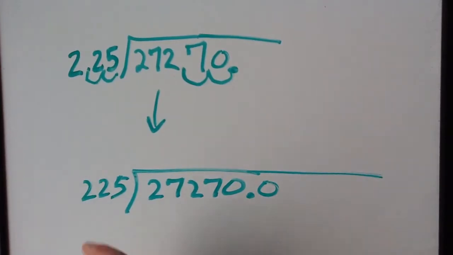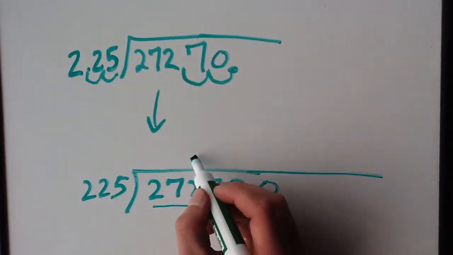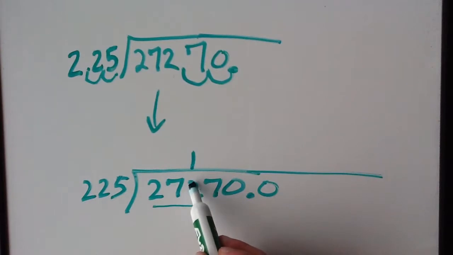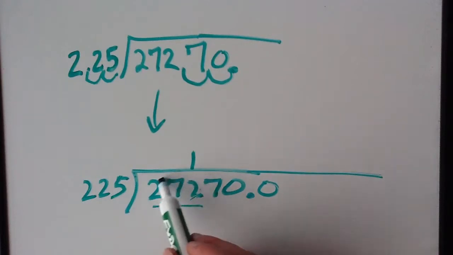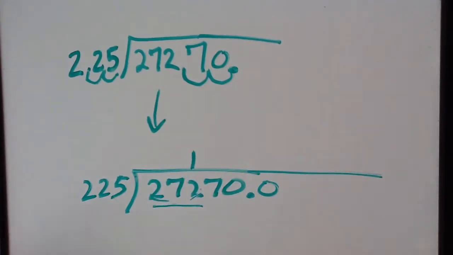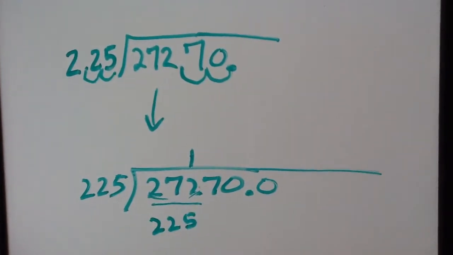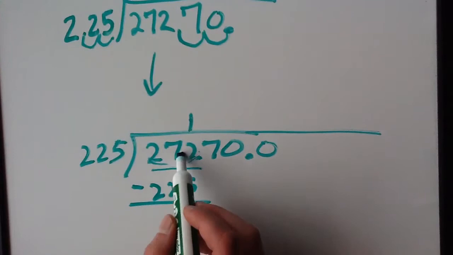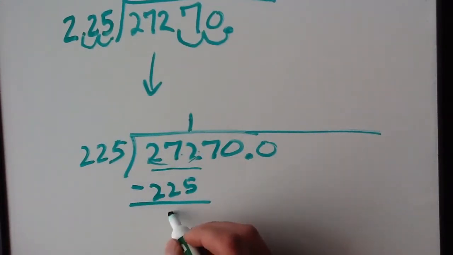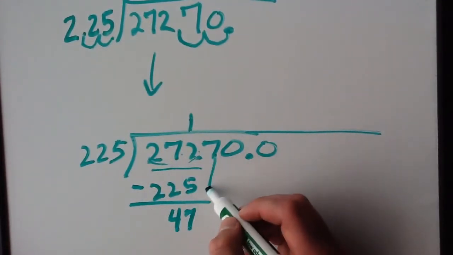Okay, so how many times can 225 go into 2? Well, it can't. It's too big. Can 225 go into 27? Nope, still too big. What about 272? Can 225 go into 272? Yep, it can one time. So you put your 1 over the last digit that you're considering. The last digit that you're looking at is the 2, so 225 goes into this number one time. It goes right over the 2. 1 times 225 is 225, so I put that number right there, and I subtract 272 minus 225, that is 47.